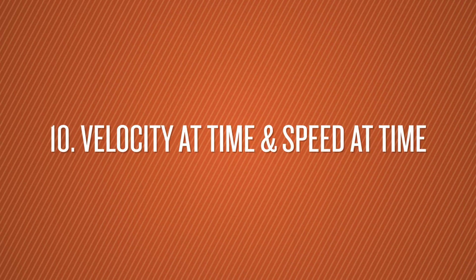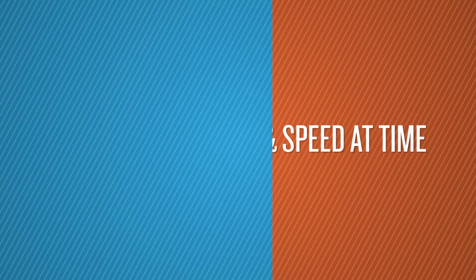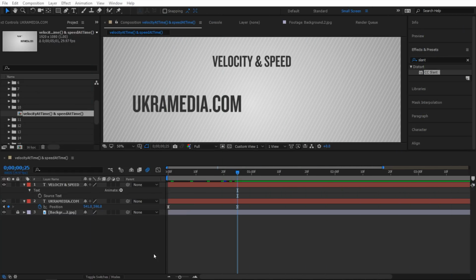Number 10 is velocityAtTime and speedAtTime. Those are somewhat similar, yet different. The difference between velocity and speed is that velocity has speed and direction. It can be a negative number, it can be positive. It also can be 2-dimensional, 3-dimensional, stuff like that. But speed only has one number and it's always positive.